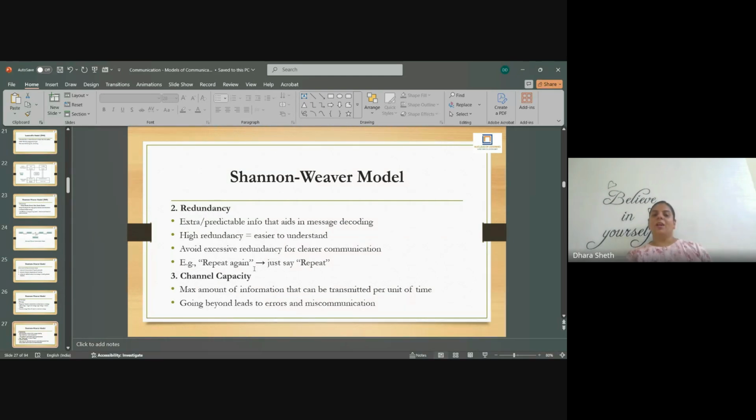Channel capacity: the maximum amount of information that can be transmitted per unit of time.